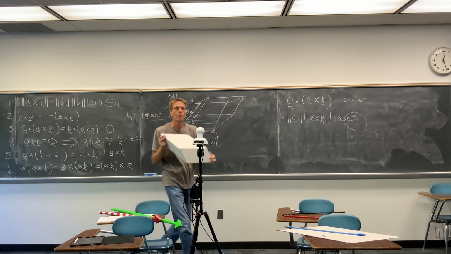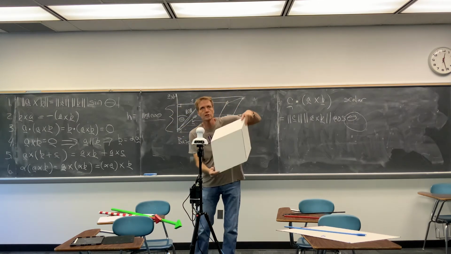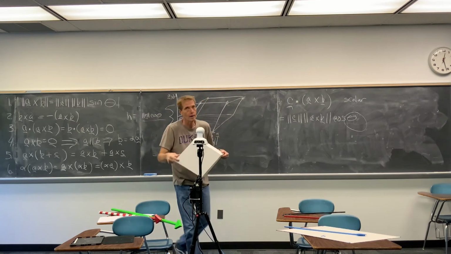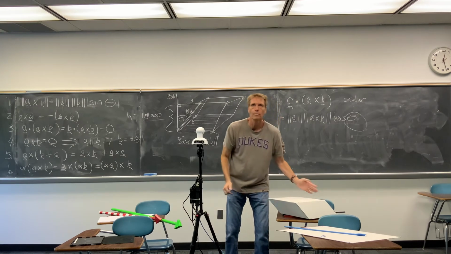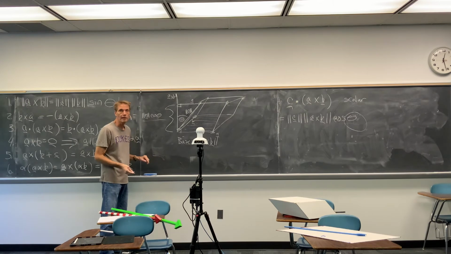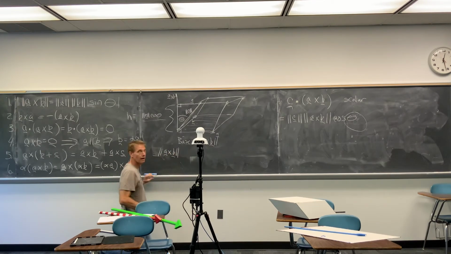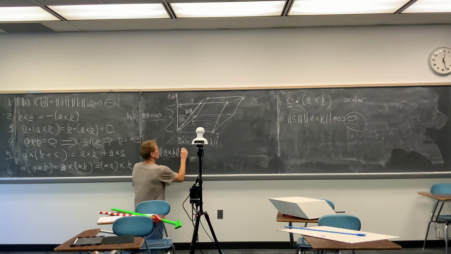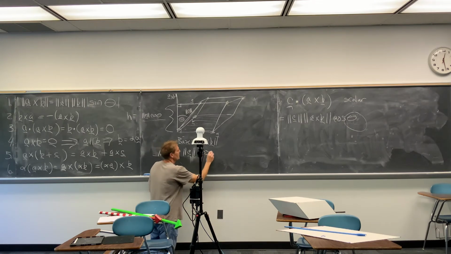So what's the volume? What expression represents the volume of my parallelepiped if it's base times height? It'd be the norm of A cross B times the norm of C times the cosine of theta.